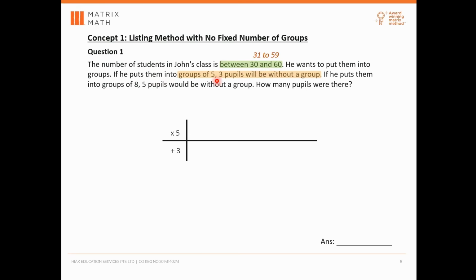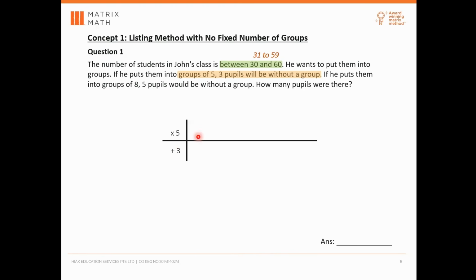And if you put them into groups of 5, 3 will be without a group. So it means you have a remainder of 3. Okay, you group, then you have 3 people without a group. So over here, we put plus 3. Because the 3 extra is considered a surplus. If it's a surplus, we add. It's an excess or surplus. Okay, you have extra, you put plus.